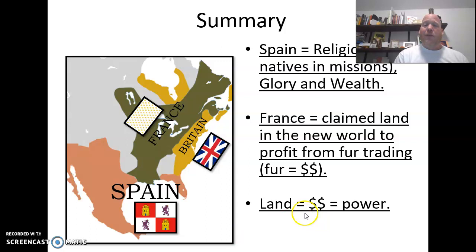And then lastly, they were all trying to gain more land, because land equals money and money equals power, and that's what all of these countries were trying to do, establish themselves as major world powers. So on that slide that we created a while ago that said summary, hit pause on this screen and go back over there and type this in as close to word for word as you can. Spain, religion, converting natives into missions, glory and wealth. For France, they came to the New World to profit from fur trading. And then all of them wanted to add land, because land is money and land is power.